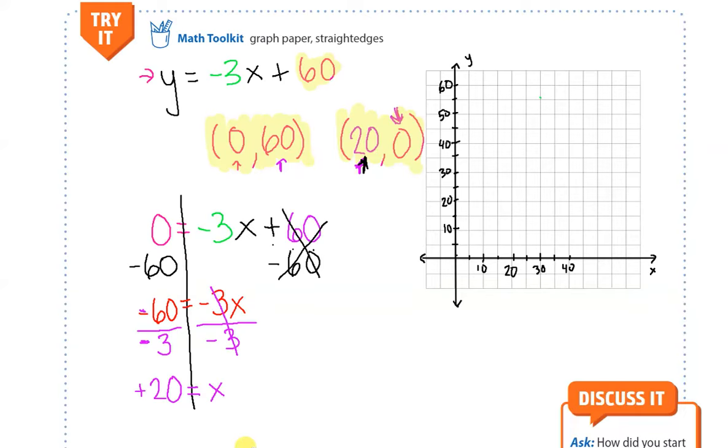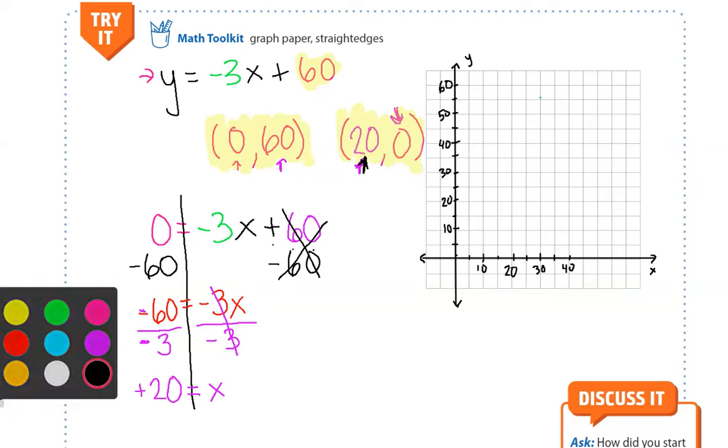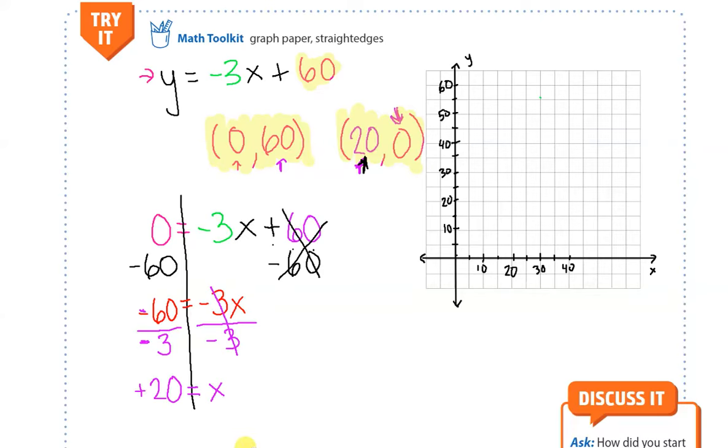I don't need that many, so I'm going to stop. Okay, I've got my two points. My y-intercept is (0, 60). And my x-intercept is (20, 0). So those are my two points that I found.